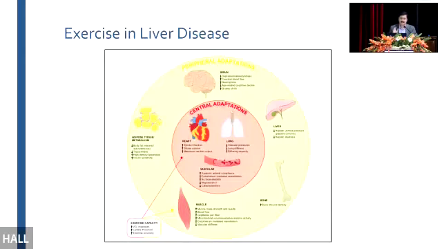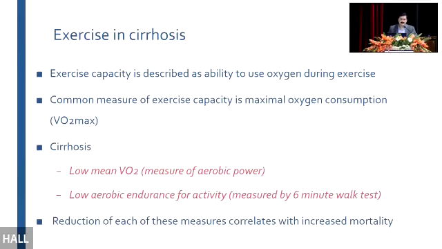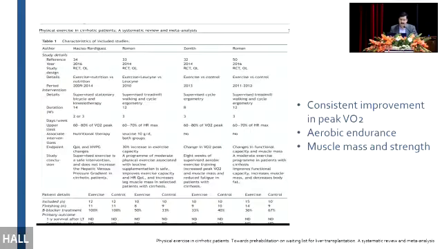Let's move on to exercise. You are trying to improve the peripheral and the central adaptation in these patients. Exercise capacity is described as the ability to use oxygen during exercise. And in cirrhosis, you have low mean VO2. They have a low aerobic endurance for activity, and reduction of each of these measures correlates with increased mortality.